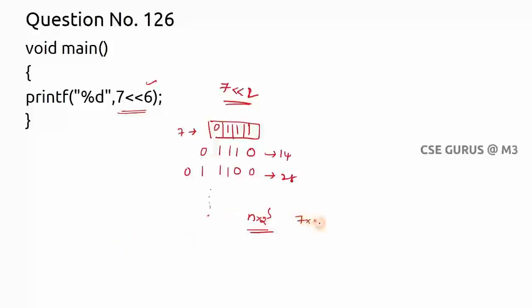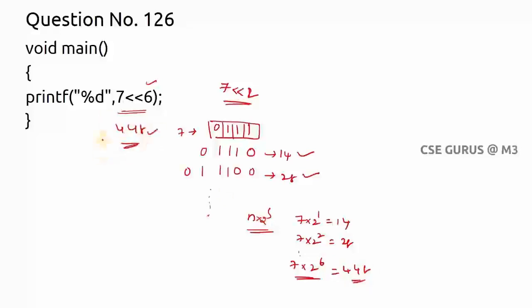7 into 2 power 1, for 1 shift, the answer is 7 into 2, which is 14. If it is 2 shifts, 7 into 2 power 2, that is 7 into 4, 28. Now if it is 6 shifts, what should be the answer? 7 into 2 power 6, where 2 power 6 is 64. So 64 into 7 is 448. So the answer will be 448.